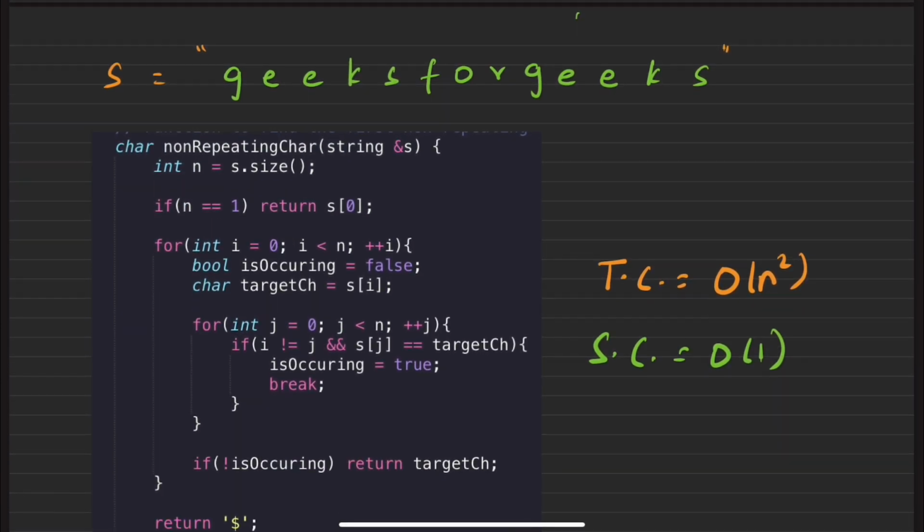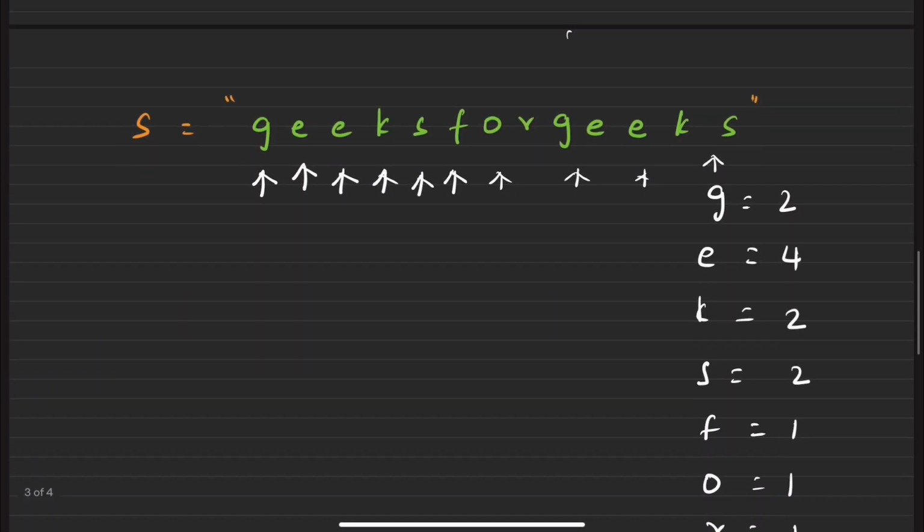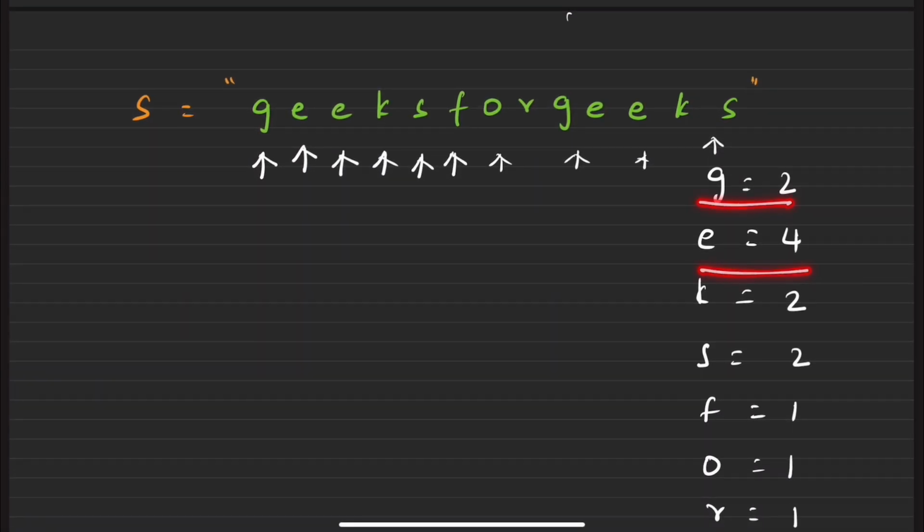What was the pain point? The pain point was this for loop, right? So we observed how we can remove this for loop. For that, we saw that we can store the frequency and later in the second execution, we can use the same frequency and get to know whether that character is repeating or not.